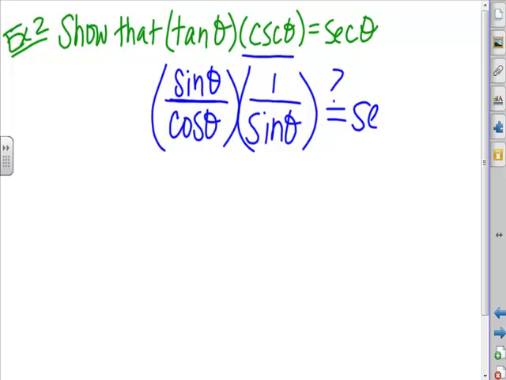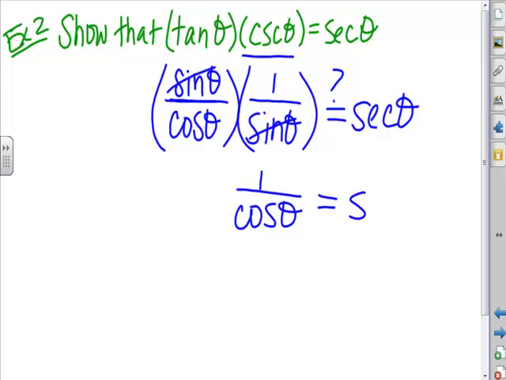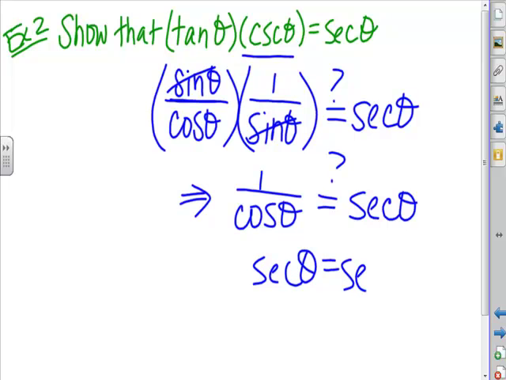I still don't have these both saying secant theta. So now sine theta and sine theta can go away. Now I have 1 over cosine theta. Does that equal secant theta? Due to what we've just talked about, these are reciprocals. 1 over cosine definitely is secant. So yes, I can show the world that that relationship is true.